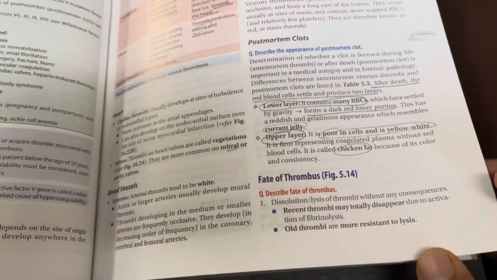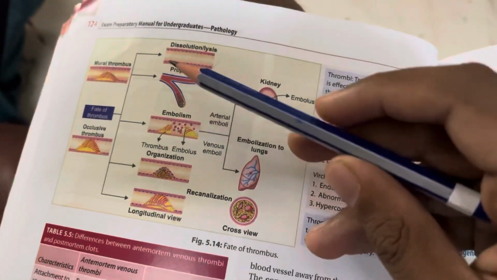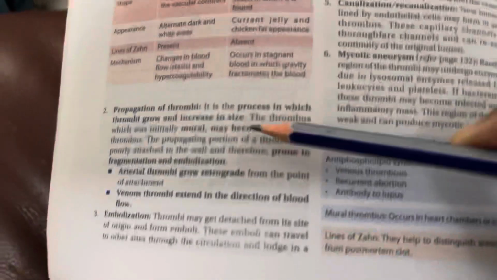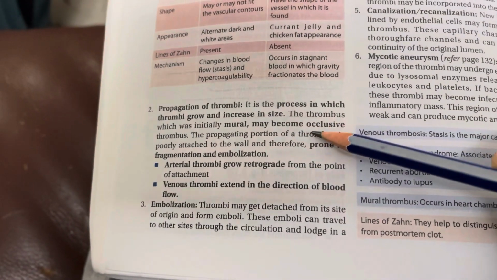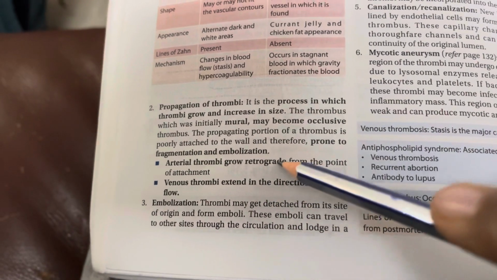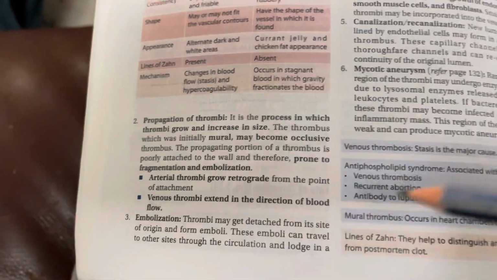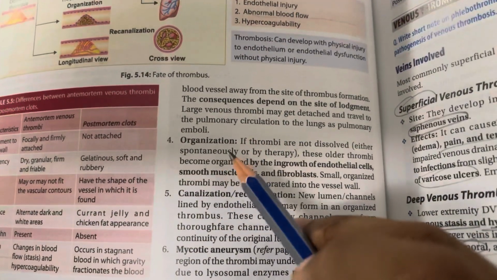So, fate of thrombus. First, it may totally disappear. Otherwise there may be propagation of the thrombi. The thrombi may grow and increase in size and become occlusive. Mural may become occlusive and then grow retrograde or antegrade. Next, they can embolize: they can detach and form emboli, and the effects depend on where they dislodge.